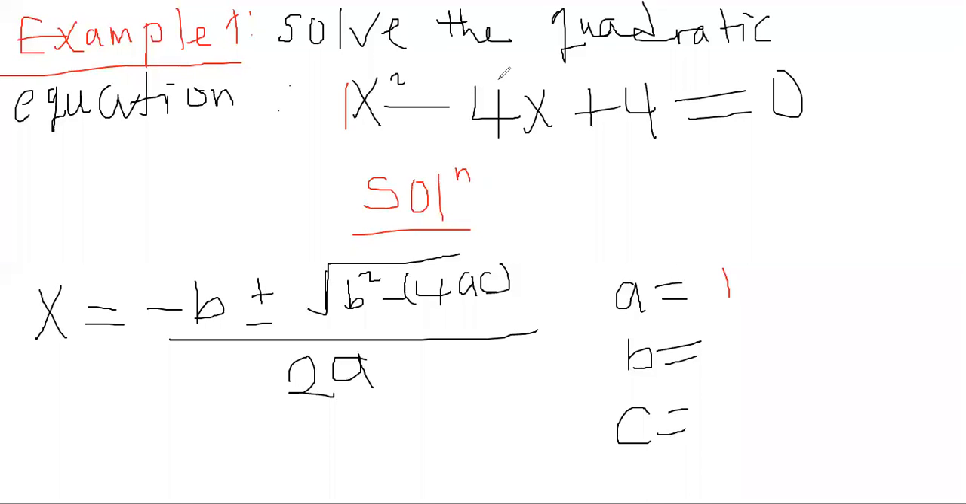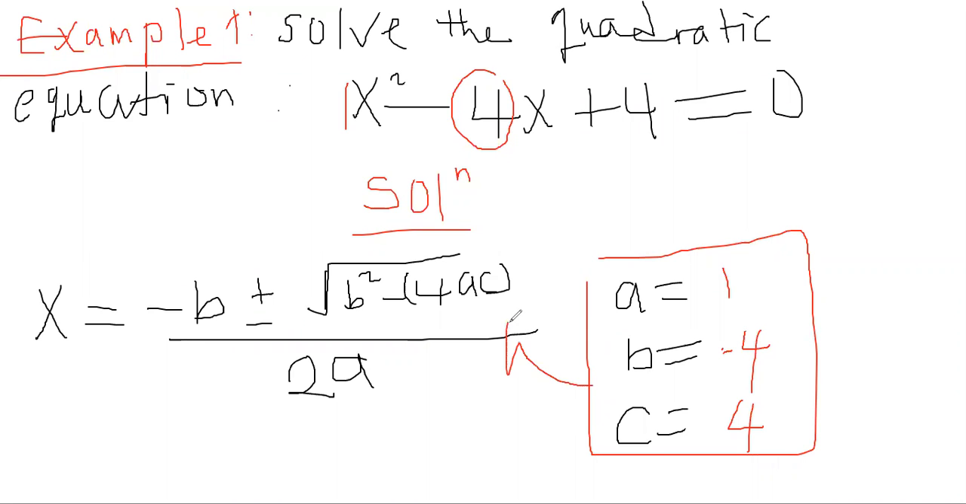B is the coefficient that is attached to the x here, which is -4. Then our c is the constant term, which is 4. So now that we have these values, what we will do is substitute them into this quadratic equation.